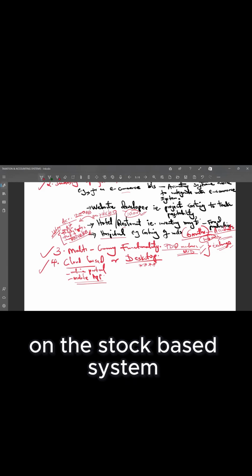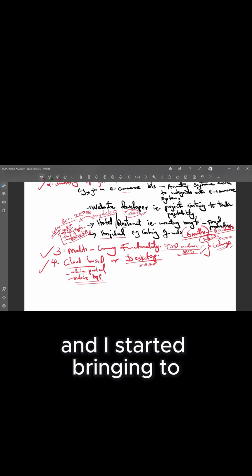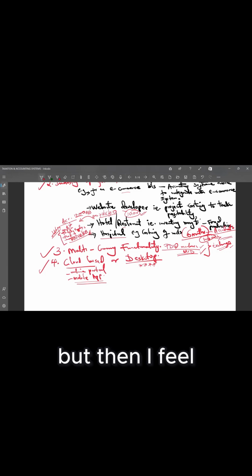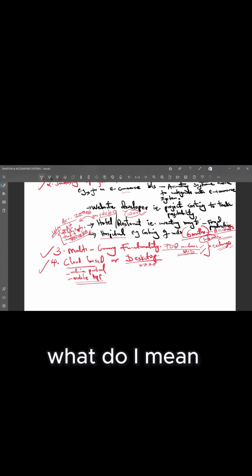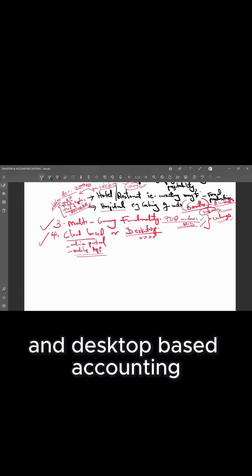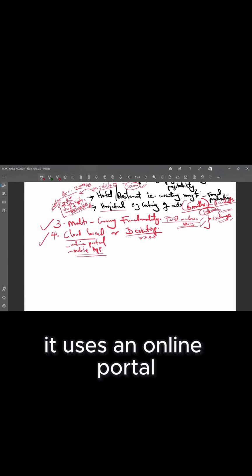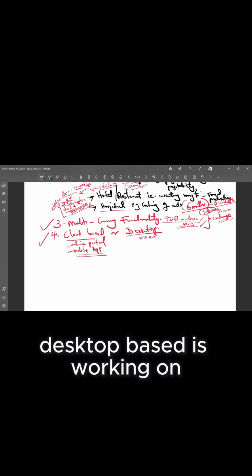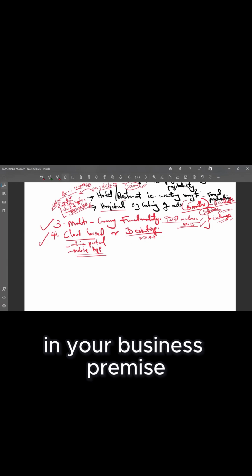The fourth factor is cloud-based or desktop-based system. Now, we started that discussion and I started bringing to you these perspectives, but then I feel we need to go deeper into that. What do I mean? I feel that we need to look at the major differences between cloud-based and desktop-based accounting systems. I mentioned to you that cloud-based uses an online portal. Desktop-based is working on a computer that is domiciled in your premises, in your business premise.